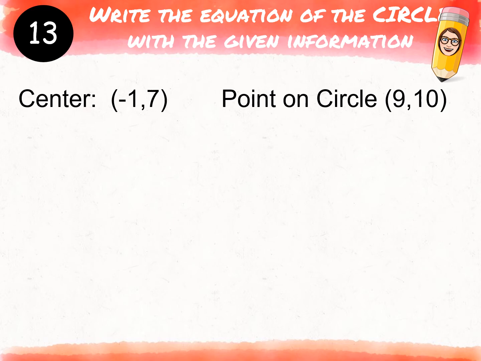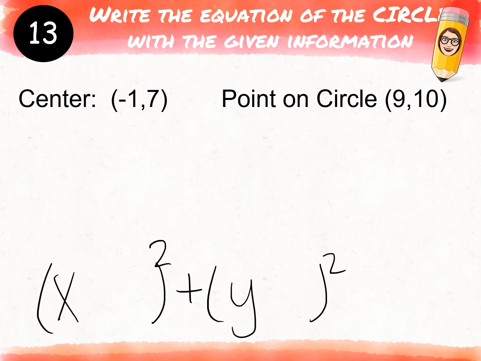Now things get a little bit tougher. I can get going with my center point, so I'm going to write a little lower here. X quantity squared plus y quantity squared equals. So I can easily see my x is minus 1, so I write positive 1. My y is positive 7, I write minus 7. But I have a point on a circle, so I need to find the radius.